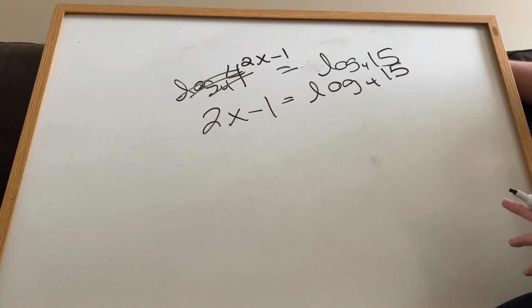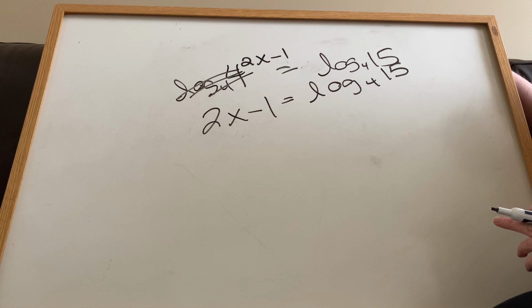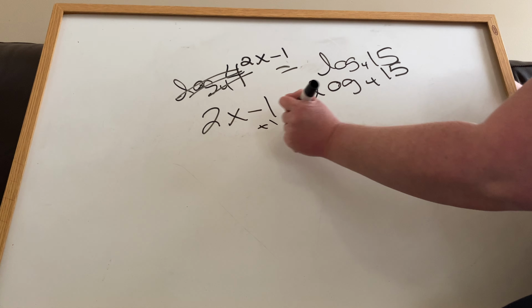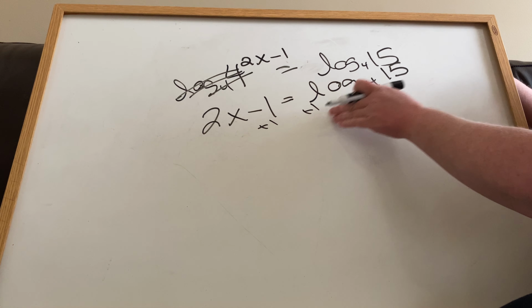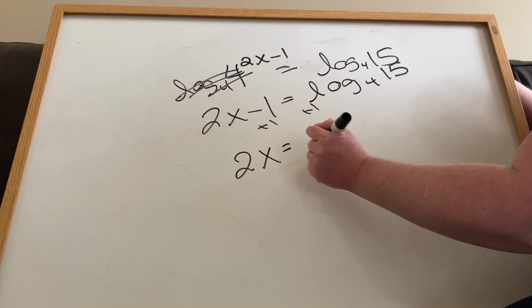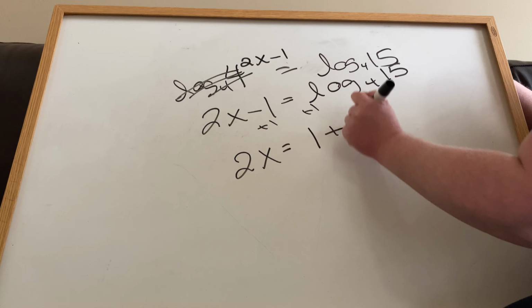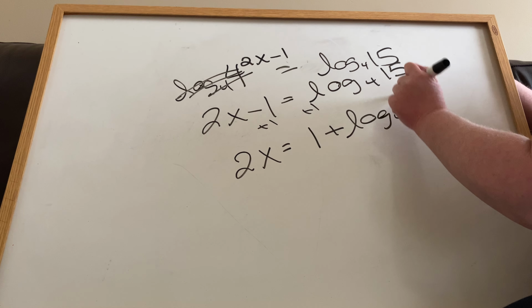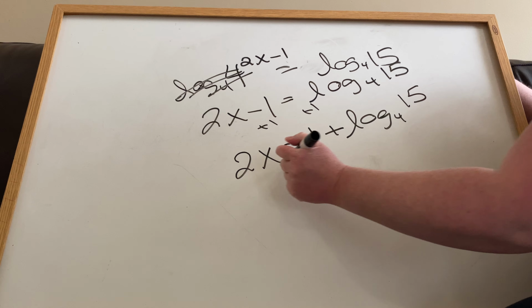Okay, so now you need to solve for x, because we're looking for x, not 2x minus 1. So you'd add over the 1, and again, you can't combine it with the 15. They just need to stay separate. So then you have 1 plus log base 4 of 15. And then you divide by 2.